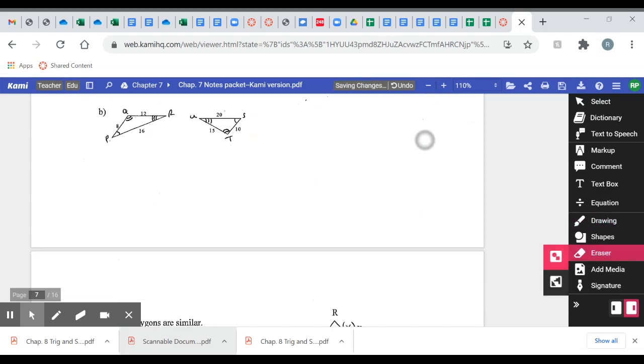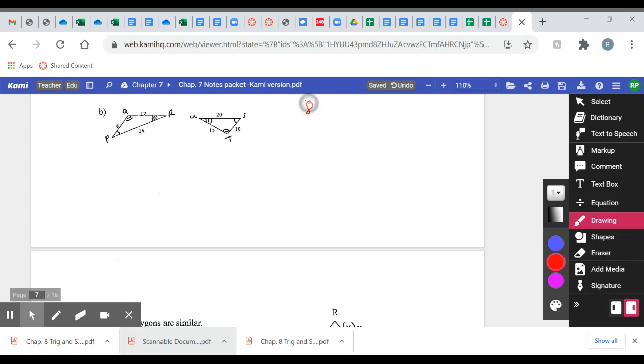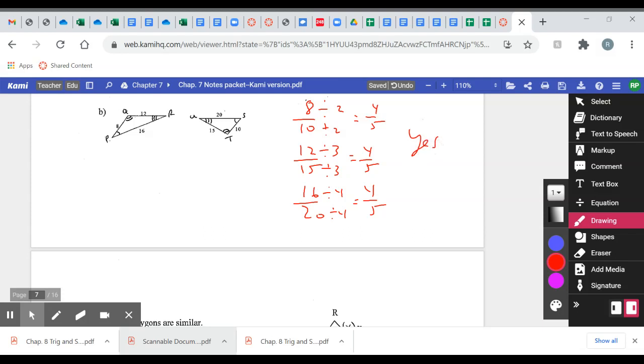same directions. But in this case, I do see corresponding sides are congruent. Corresponding angles, corresponding sides. If I go smallest to smallest, medium to medium, and largest to largest, I can reduce those down. So that would give me 4/5. I can reduce that down to 4/5. And I can reduce this one down to 4/5. And so again, in this case, I would say, yes, these two triangles are similar.